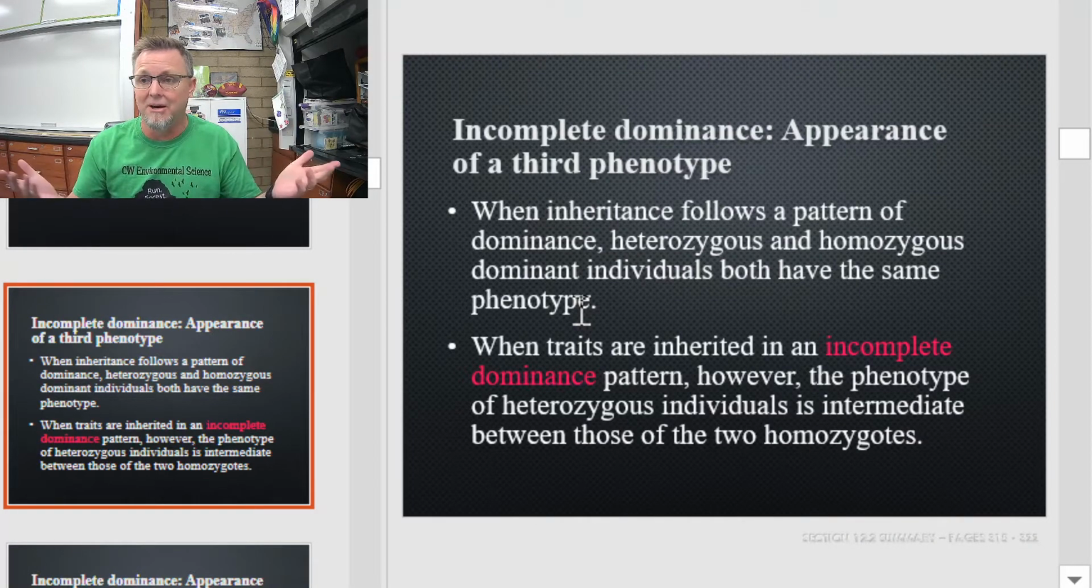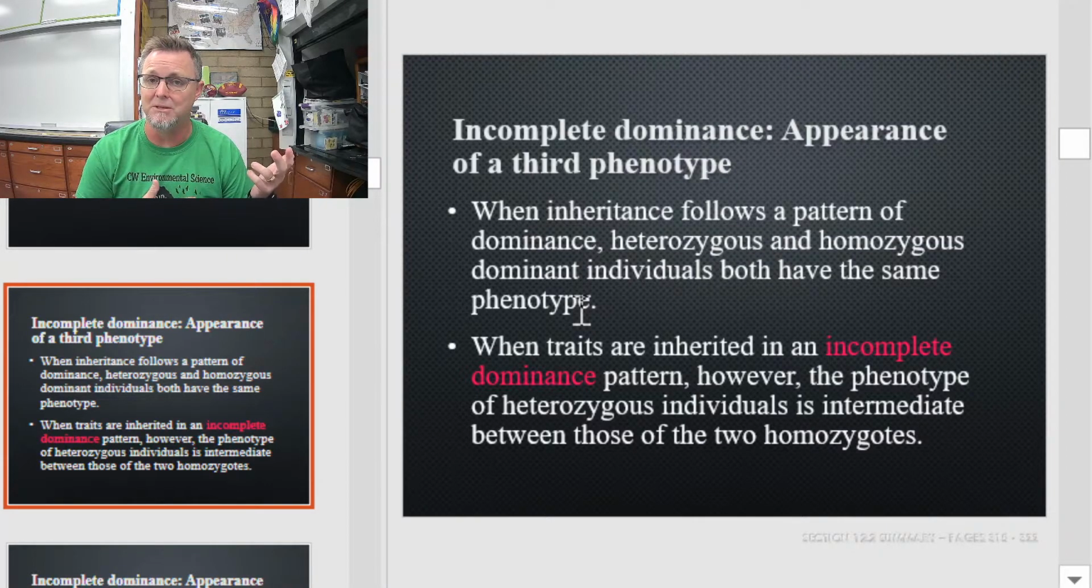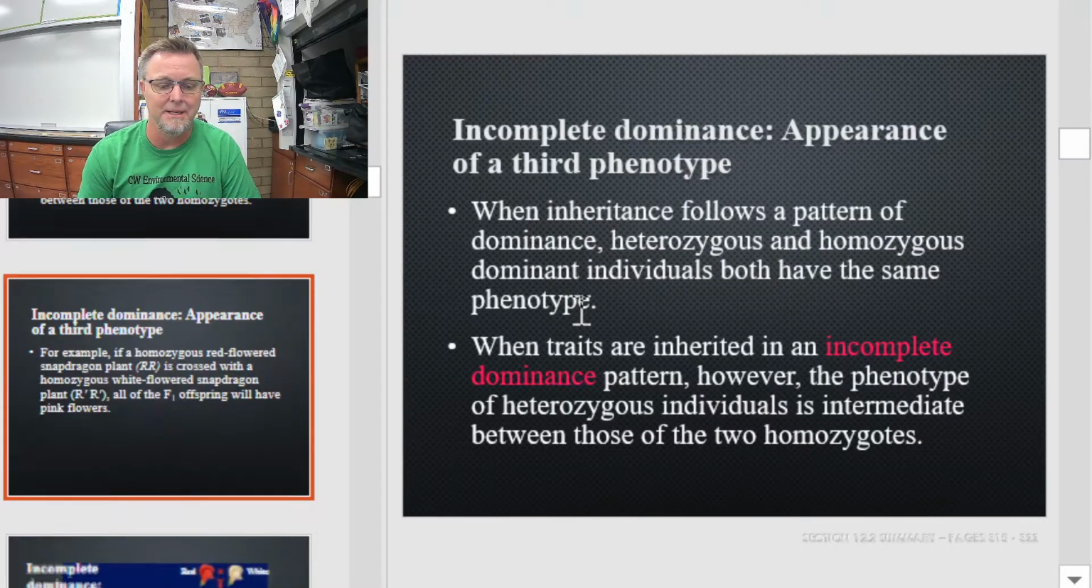Because everything he would have done would have basically supported this idea of blending, when it's not really true for all traits. So in incomplete dominance, if you had a tall plant crossed with a short plant, homozygous big T would be tall, homozygous little t would be short, and heterozygous big T little t, you'd be medium. There's a third phenotype, okay?